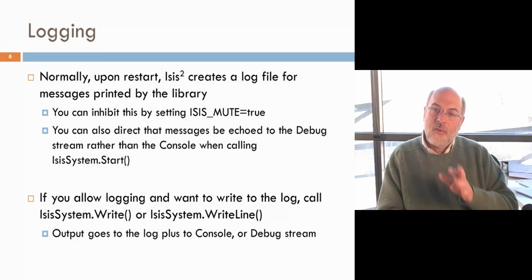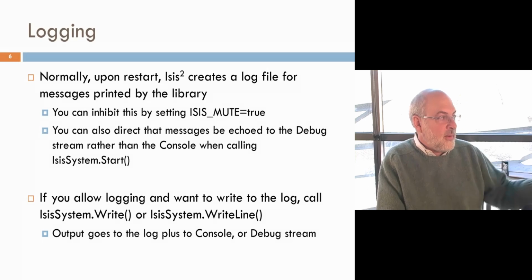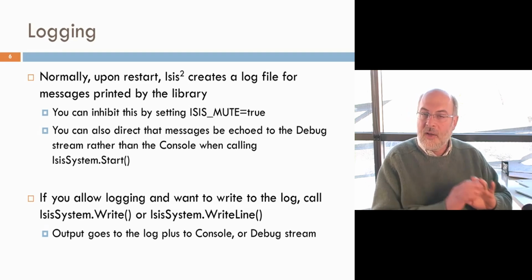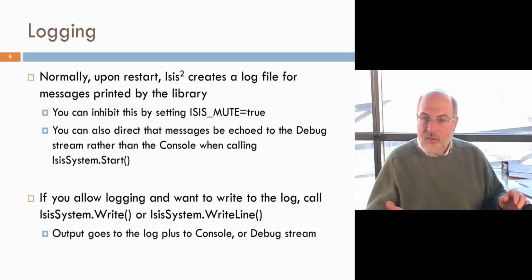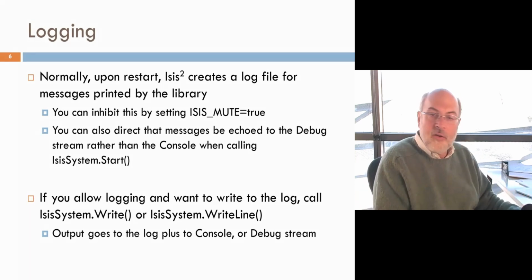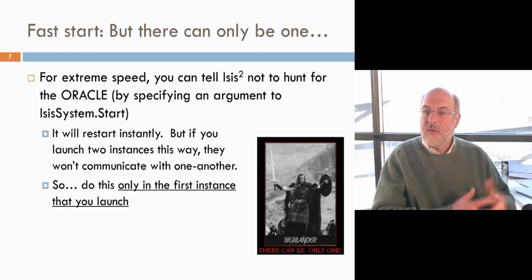If you wanted to put your own application messages into the ISIS log file, you could do that, by the way, by calling ISISsystem.write or ISISsystem.writeLine. .write writes, but it doesn't put new lines, and .writeLine puts a line and then puts a new line at the end of it. And the output goes wherever the log goes. And the log is captured and also stored on disk.